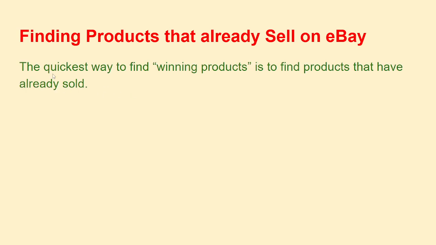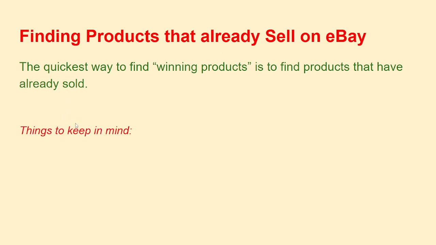For one, what you're actually going to do here is find products that already sell on eBay. So the idea is that the quickest way to find winning products, so to speak, is to find products that have already sold. In other words, products that have already won, so to speak, for someone else.